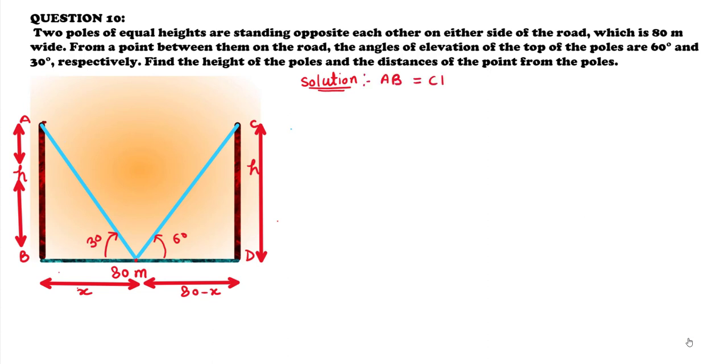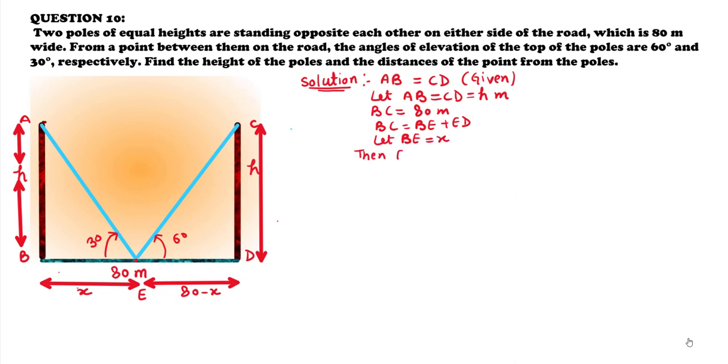So we have taken two poles, pole AB and pole CD. And AB is equal to CD, their height is equal, this is given. So let us assume that is h meter. And BC is the distance between those two poles, that is 80 meter. And angle of elevation from a point is 30 degree and 60 degree respectively. So let that point be E. So we know BC is nothing but BE plus ED. So let BE be x. If BE is x, what will be ED?